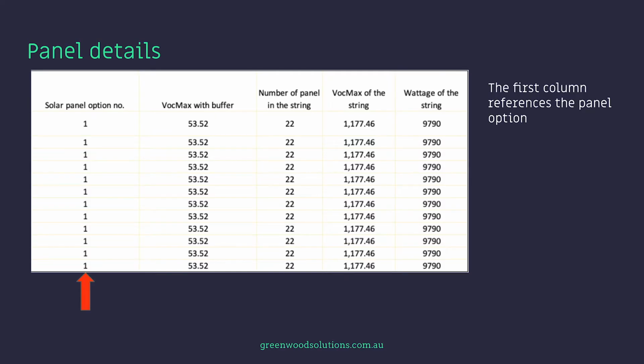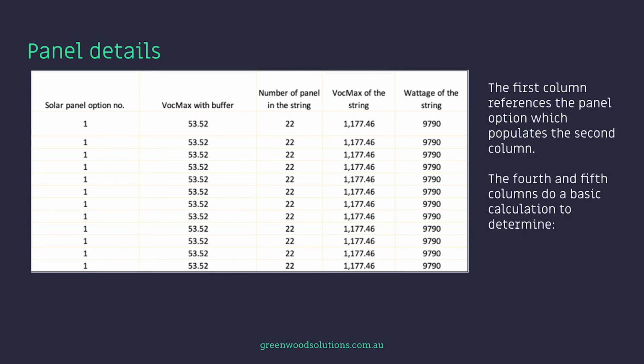So now we're looking at panel details. The first column references the panel option, which populates the second column. The fourth and fifth columns do a basic calculation to determine the VOC max of the string and the wattage of the string. And hello, XLOOKUP.